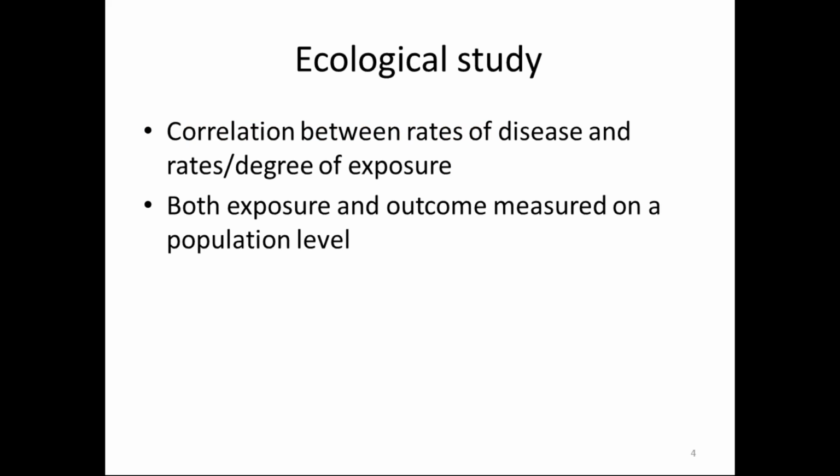So the first type of study design, and these are ordered in the conventional order in which they are presented, in terms of the strength of the evidence that you have for causation, assuming that the study is done well. The first is called an ecological study. Really what we're looking at is correlations between rates of disease and rates or degree of exposure, right? And both of these are population measures. So we're not measuring an individual person's exposure, or whether an individual person has a particular disease. What we're looking at is groups, right? So countries, regions, counties, something like that.